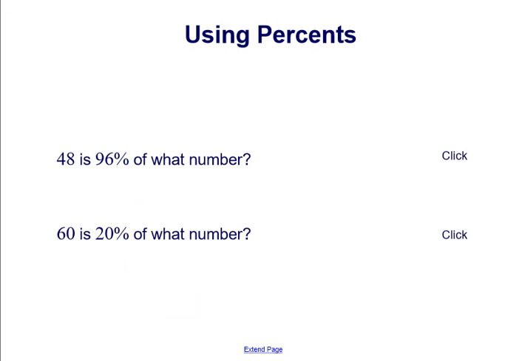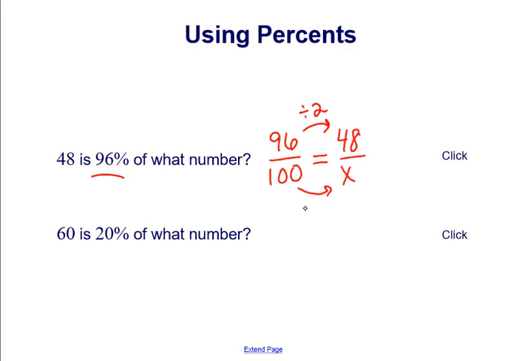Let's go through this step by step with 2 more. So we have 48 is 96% of what number? So first we're going to take that percent, 96%, and write it as a fraction, 96 over 100. We're then going to set that equal to the part of 48 over the unknown total. To find that unknown total, we'll look at the relationship of the numerators, 96 to 48, is dividing by 2. So we need to divide 100 by 2 to get our answer, and we can see that that would be 50. 100 divided by 2 is 50, so 48 is 96% of 50.